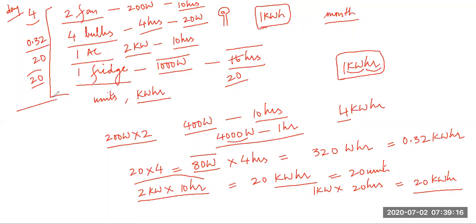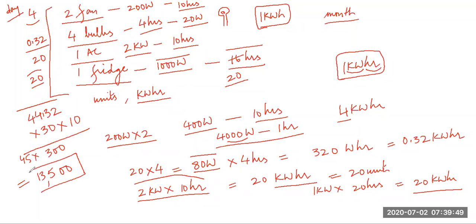So total number of units consumed is 20, 20, 40, 44. So it's 44.32 in a day, into 30 in a month. And what is the rate? Let's say we are in Punjab, so it's like highest 10 rupees. So this will be your bill for a month. So approximately, if you take this as 45 into 300, so you'll have 13,500 rupees bill in a month. So it's a big amount of money.